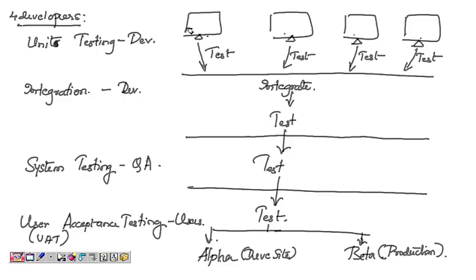Fine. So we have unit testing, integration, system, and acceptance testing. Unit and integration are done by the developers because the program is involved here. System testing by QA and user acceptance testing by users.